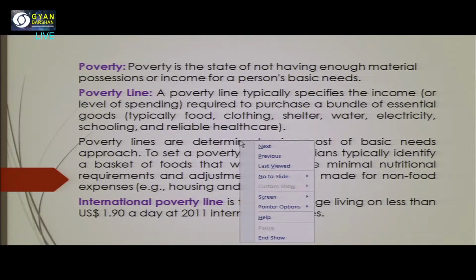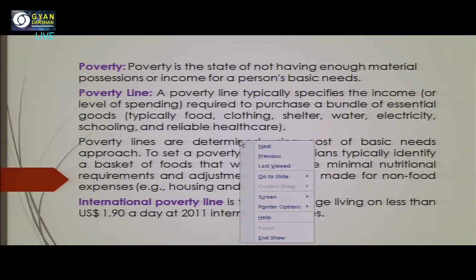By basic needs, we mean here food, water, clothing, shelter, education, and healthcare. Now, coming to what is a poverty line. Poverty line is the income required to purchase these essential goods, which I just now mentioned. That is food, water, clothing, shelter, electricity, education, and healthcare. So, the income required to purchase these essential goods is exactly the poverty line.